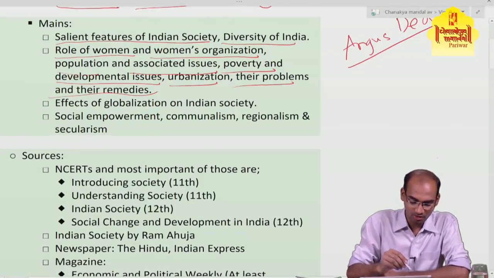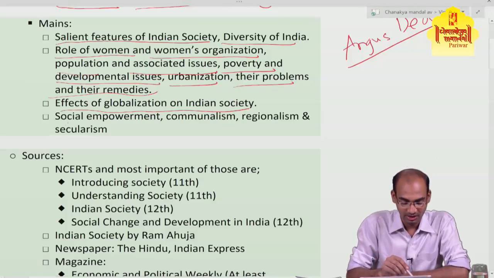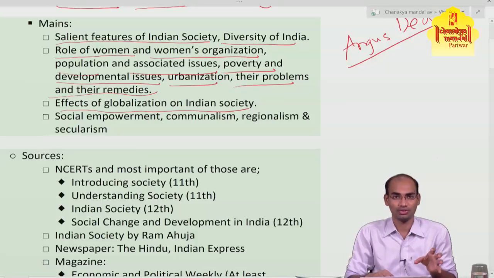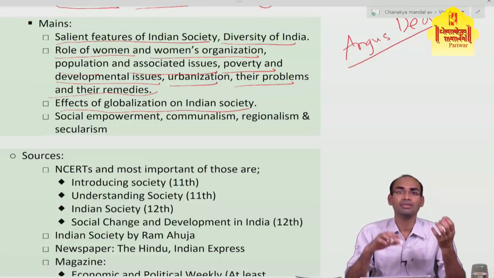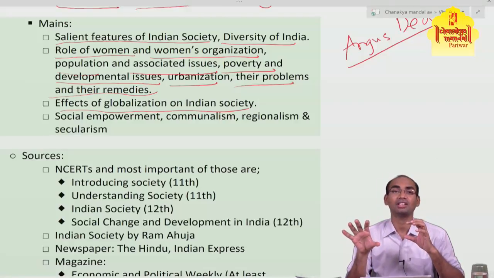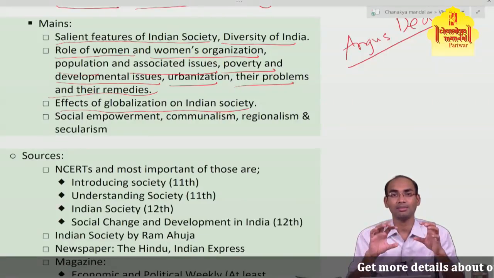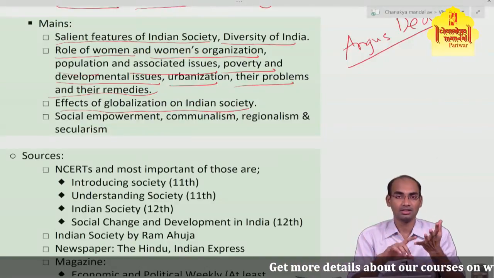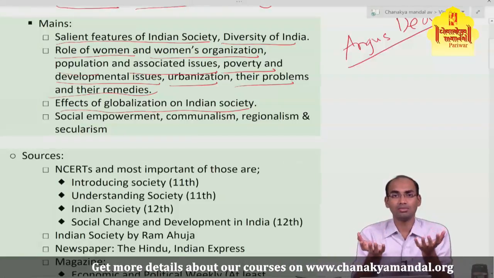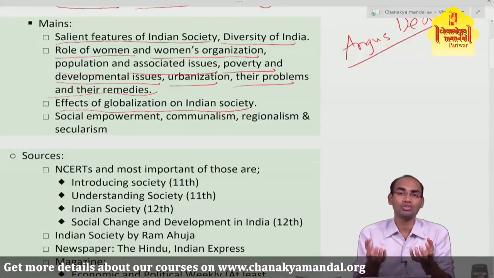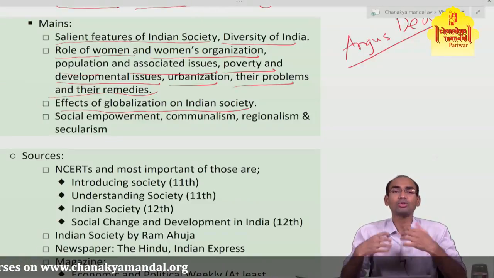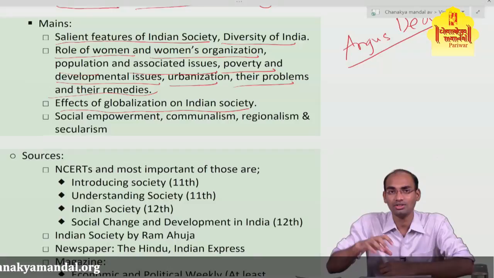Okay, the next topic is effects of globalization on Indian society. This topic is going to be ubiquitous. Effect of globalization, effect of climate change: how Indian society is affected by, will get affected by, or might be affected by globalization and climate change. They may incorporate the two concepts of globalization and climate change into one question. There are lots of possibilities. Why we should be ready for such possibilities.